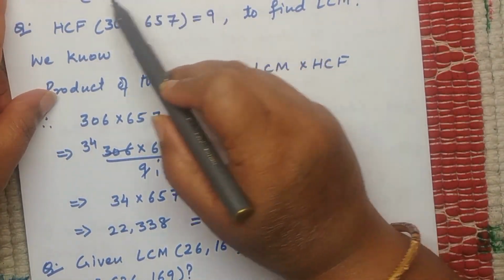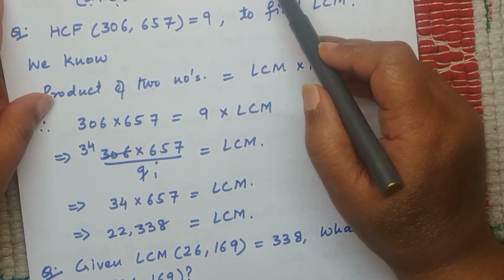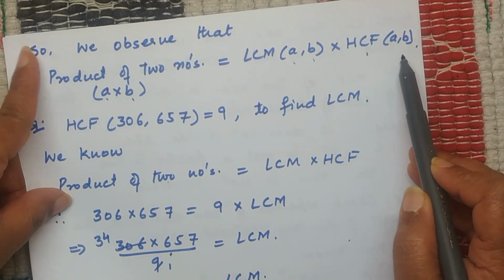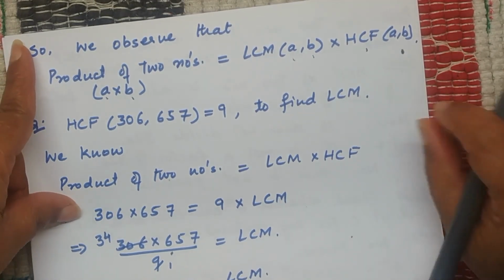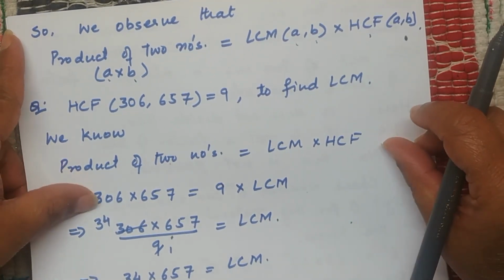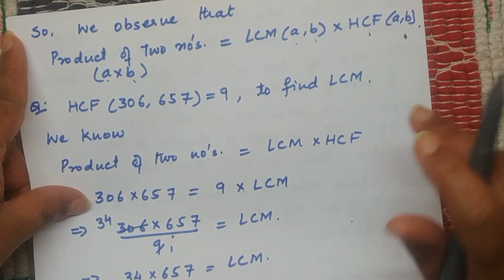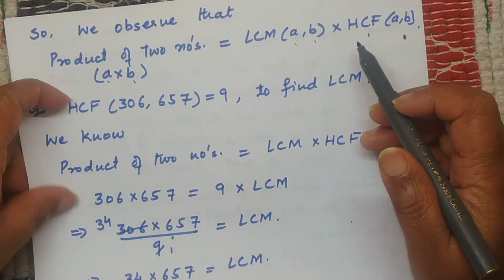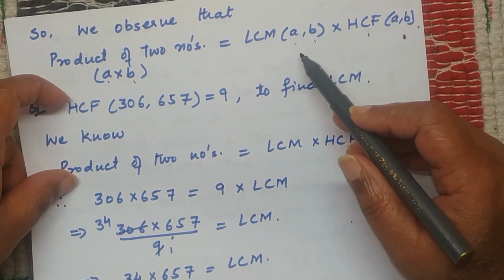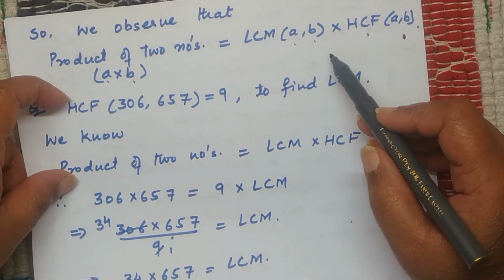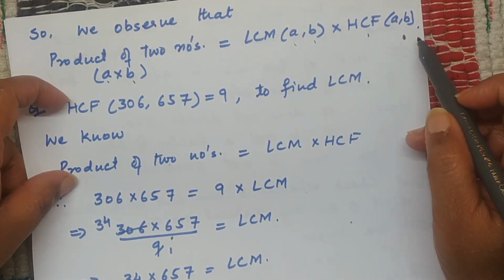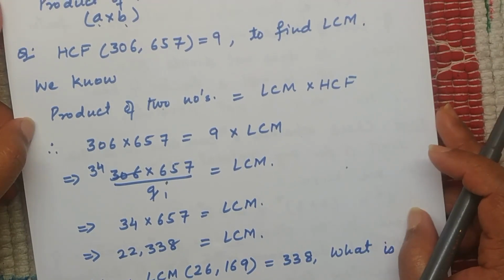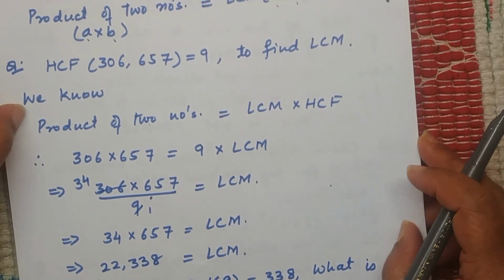So product of two numbers A and B is equal to LCM of A and B into HCF of A and B. But remember children, this property holds for two numbers only, not for more than two numbers. So product of any two numbers A and B is always equal to product of their LCM and HCF. Now let us do a question that is from your NCERT book, exercise 1.2.